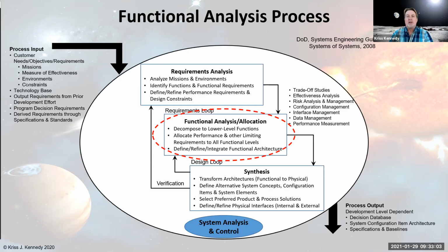The functional allocation or analysis is to decompose to lower levels of the function, keep going down further and further, breaking down those functions. Functions lead to an understanding of capability needs, and functions become part of your requirements documentation. So you allocate the performance and other limiting requirements to all functional levels. You define, refine, and integrate functional architectures.